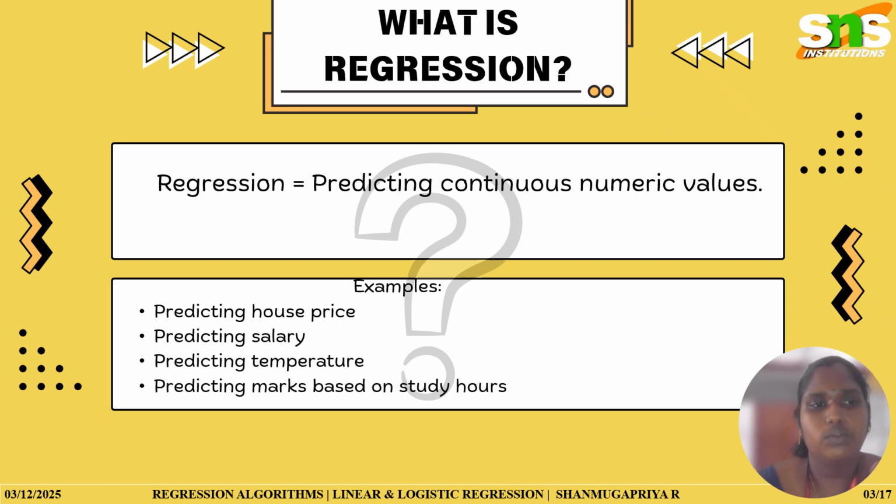So what are the basics? What is regression? Regression is a simple thing. It predicts numeric values of continuous things. So continuous numeric values, whereas classification finds categories. Some examples are predicting house prices, salary, temperatures, and marks based on study hours. Those are some basic examples of regression.